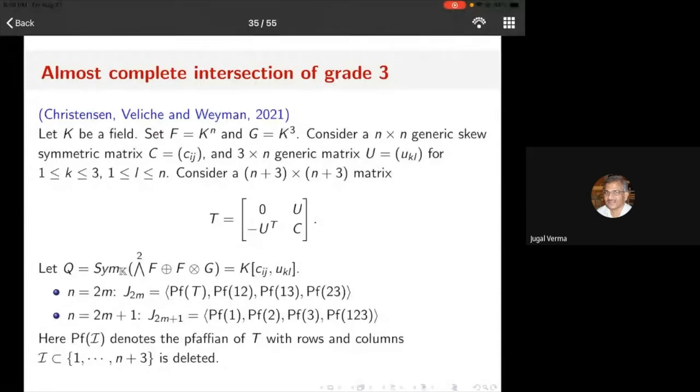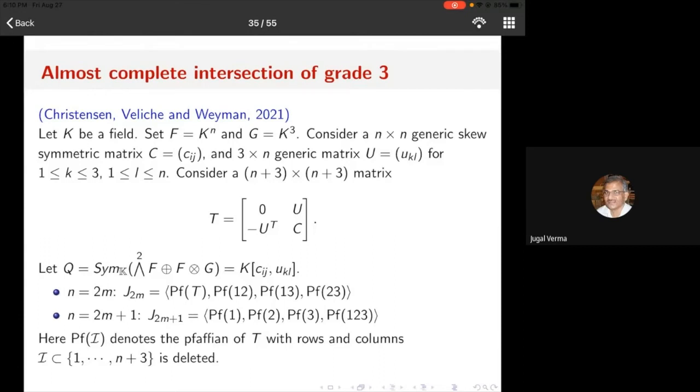So K is a field, and we consider two vector spaces F and G, and we define the ideal with the help of Q, n plus 3 by n plus 3 symmetric matrix T. It is a block matrix where the first block is 0, the second block U is a 3 by n matrix, and C is an n by n matrix. And then we have the ideal for the odd case and even case.